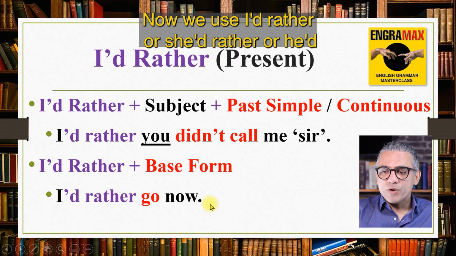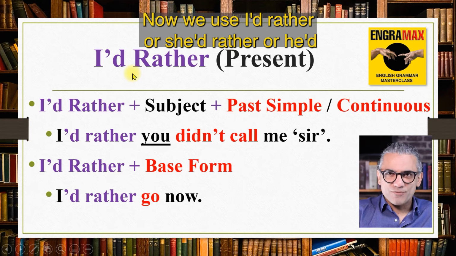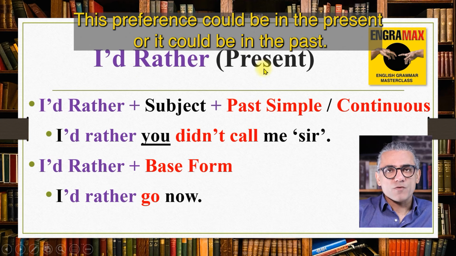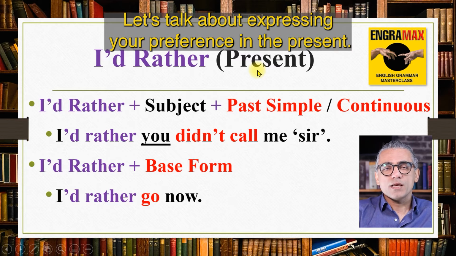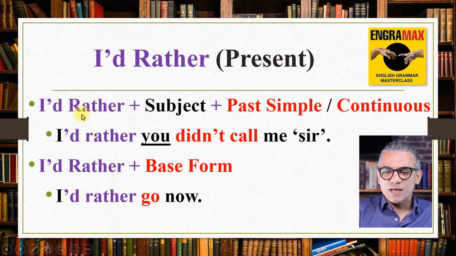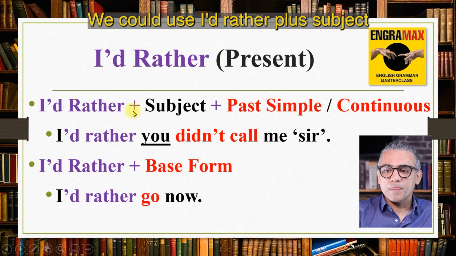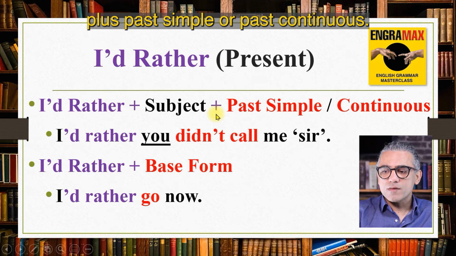Now, we use I'd rather, or she'd rather, or he'd rather, or we'd rather to express a preference. This preference could be in the present or it could be in the past. Let's talk about expressing your preference in the present. We could use either one of these two structures in here. We could use I'd rather plus subject plus past simple or past continuous.